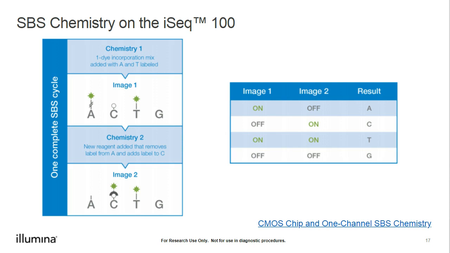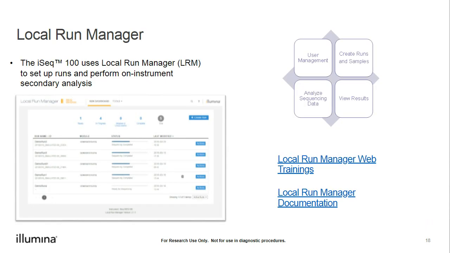And last, I wanted to talk about Local Run Manager. This last piece of technology really enables the iSeq 100 to be a complete solution in a small box. Local Run Manager, or LRM, is a software package that handles user management, run tracking, secondary analysis, and allows us to view some preliminary results from a sequencing run. It can be accessed directly on the instrument or remotely.